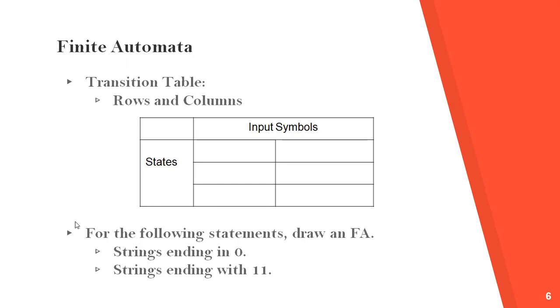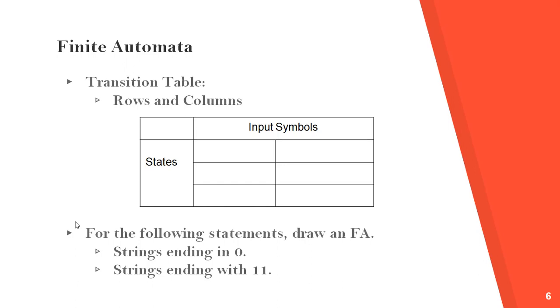Okay, so finite automata is one kind of computational model, consisting of a five tuple. The first is the set of states, the second is the set of alphabets, the third is the starting state, the fourth is the acceptance state, and the last is the transition function, represented by the transition diagram and transition table. So how do we design the transition table as well as the transition diagram, meaning how do we draw the finite automata for the given statement? Consider a simple example. We have to construct the transition table and transition diagram for a very simple statement: strings ending in 0.